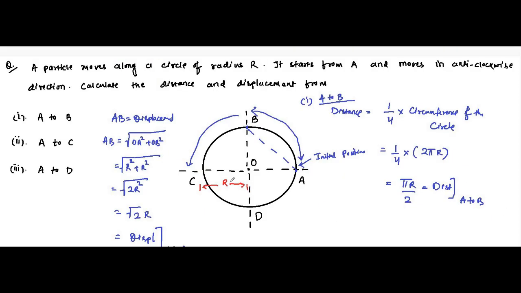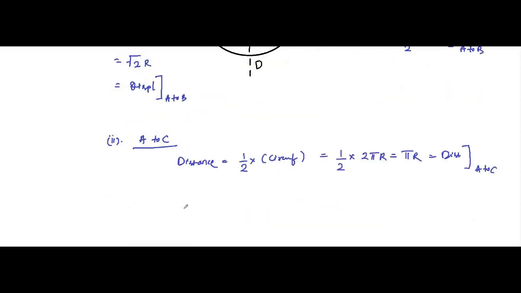Next, displacement. These 2 points, this is the initial, this is the final position. The shortest straight line path covering these 2 points is this. This is the shortest straight line path. So displacement is equal to simply AC, the straight line path AC, which is nothing but twice the radius, which is the diameter of the circle. That is the displacement from A to C.